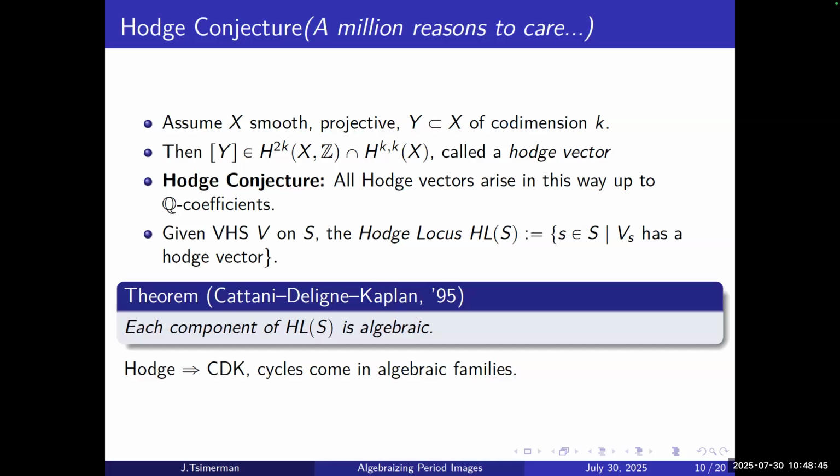Then Cattani, Deligne, and Kaplan in '95 proved this wonderful theorem that this Hodge locus is a countable union of algebraic subvarieties of S in the general context of a variation of Hodge structures, but more specifically in this case of smooth projective families. And this is evidence towards the Hodge conjecture, in that if it were false, the Hodge conjecture would have to be false because cycles come in algebraic families. So we know that these Hodge loci are just detecting the existence of some algebraic cycles. And if Hodge were true, it would have to be algebraic.